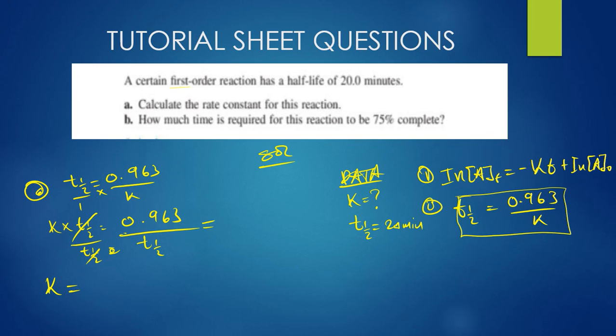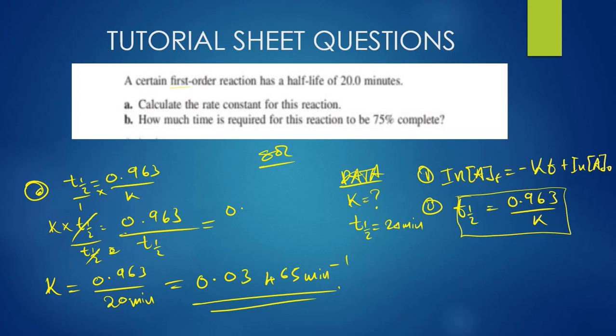So here you're going to have 0.693 over the time, which is the 20 minutes. So what are you going to get? When you divide these two, we are having 0.03465 per minute. So this first order is going to be like that. Then you're done for the first part.